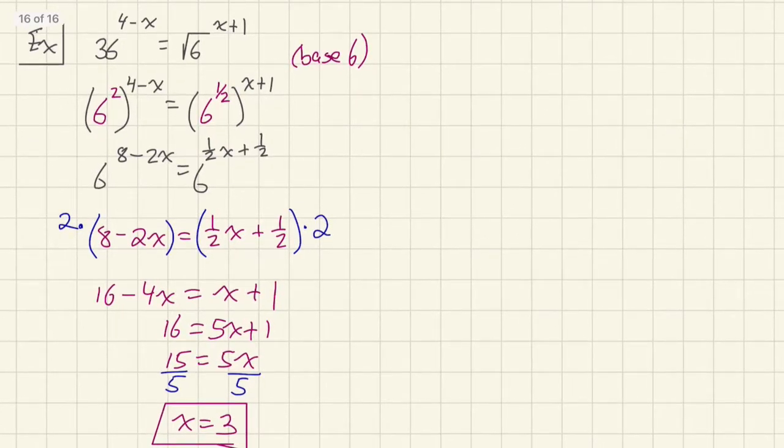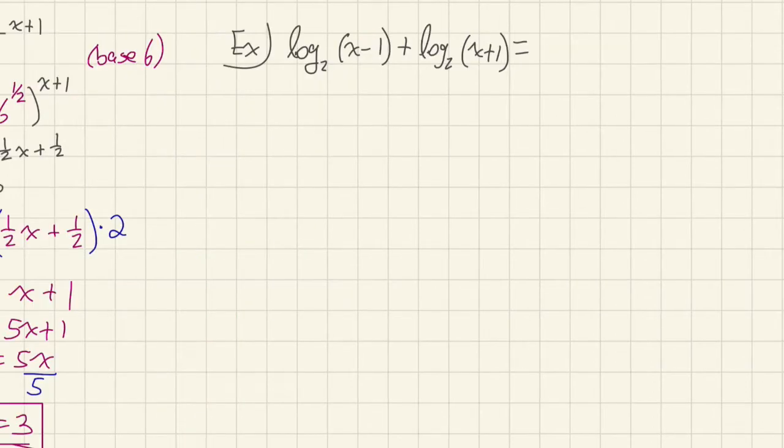All right. Now, one-to-one property also works on things like logarithms. So if I have something like log base 2 of x minus 1 plus, let's get a little crazy here, log base 2 of x plus 1, and it's equal to log base 2 of 15.